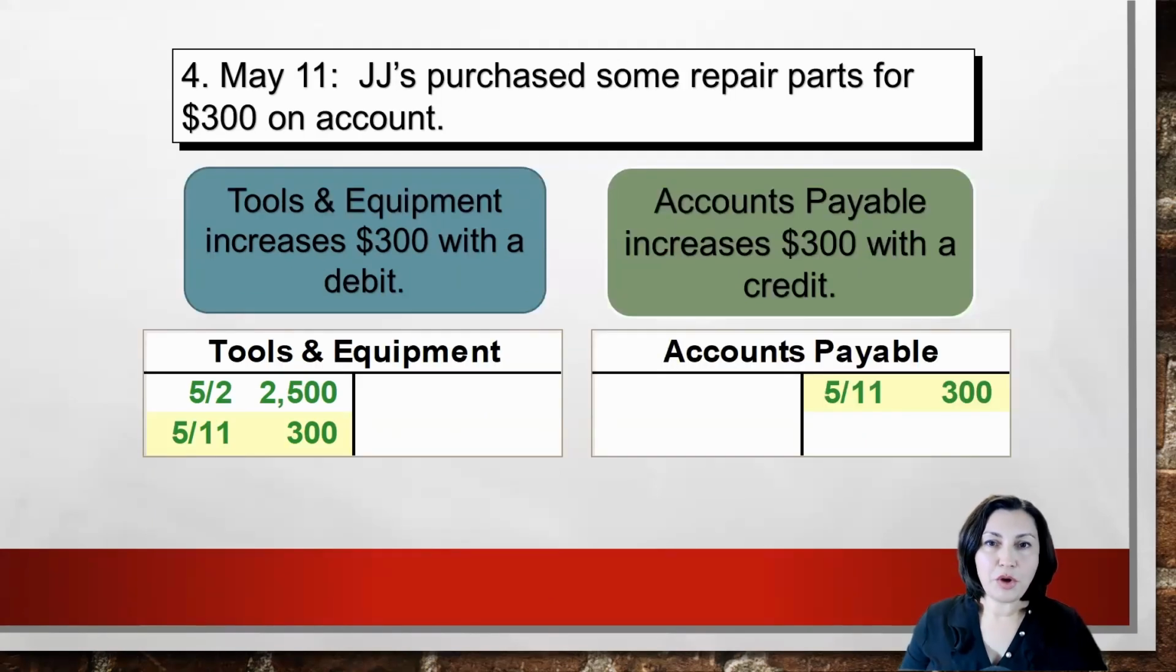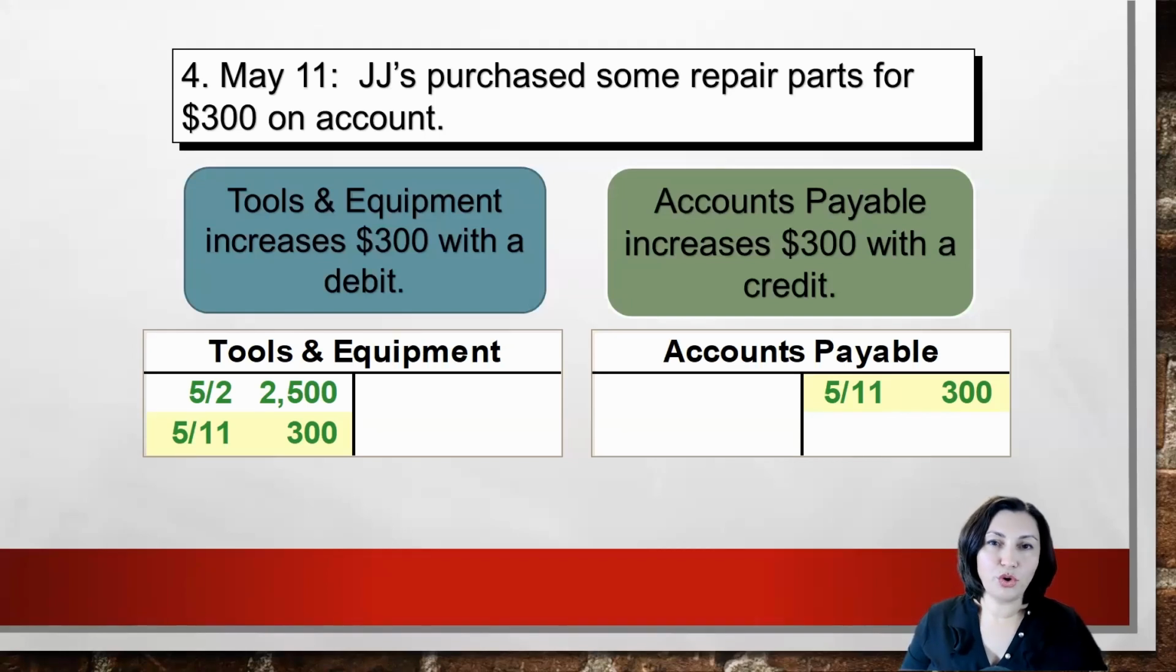J.J.'s Lawn Care purchased 3 repair parts for the riding lawn mower in the amount of $300. The company promised to pay the amount to the supplier at some point in the future. Remember that you need to determine the nature of the accounts involved when deciding on decreases or increases. This decision will help place the amount on the correct side of the ledger accounts involved.